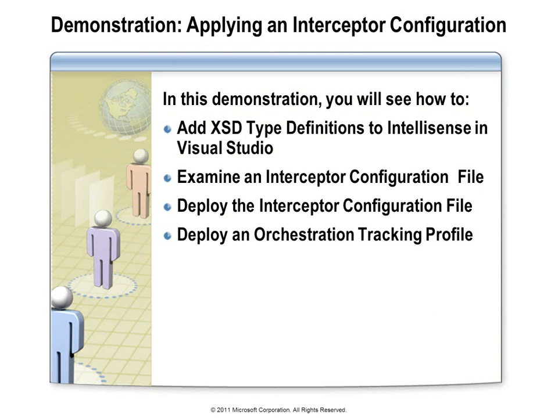In this demonstration, I'm going to show you how to set up your Visual Studio environment to get the XSD or XML schema type definition in IntelliSense. We'll take a look at the interceptor configuration file so you can see some examples of those commands in the setup. And then we'll deploy that interceptor configuration file as well as an orchestration tracking profile.